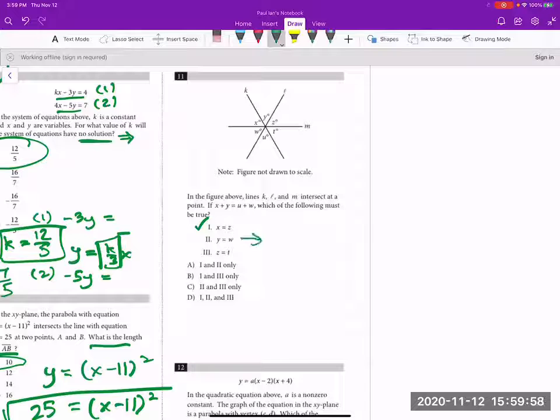Second one. A lot of this is like geometry proofs. Everything has to be true for it to be true. If one counterexample isn't true, then that must mean it's false. So let's see if this works every time.